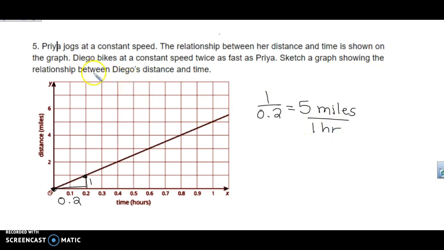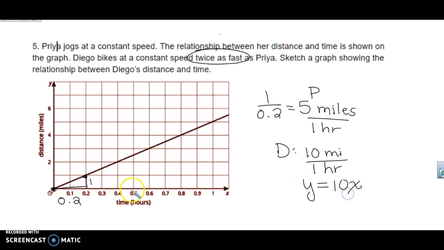But we want to know about Diego. And Diego bikes at a constant speed twice as fast. So if Pyra covers 5 miles in 1 hour, then Diego is going to cover 10 miles in 1 hour. So that equation is going to be y equals 10x, since this represents 10 miles in 1 hour. Well, 1 hour is right here.